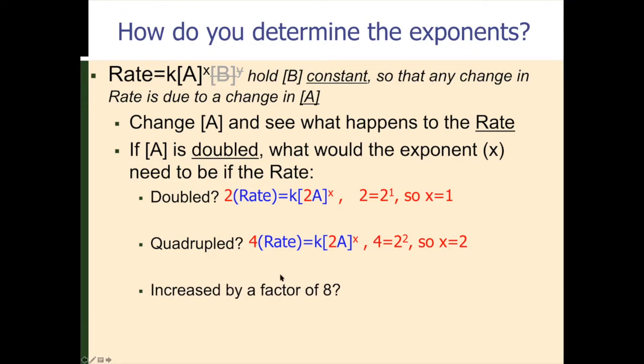Okay, well, what if the rate went up by a factor of 8? So that would look like this. Again, if the rate was multiplied by 8 when the concentration of A was multiplied by 2, what exponent do I need to put on that 2 in order to convert it into an 8? Well, x in that case would be 3, because 2 cubed is 8. 2 times 2 times 2 is 8. So that means that the exponent would be 3.